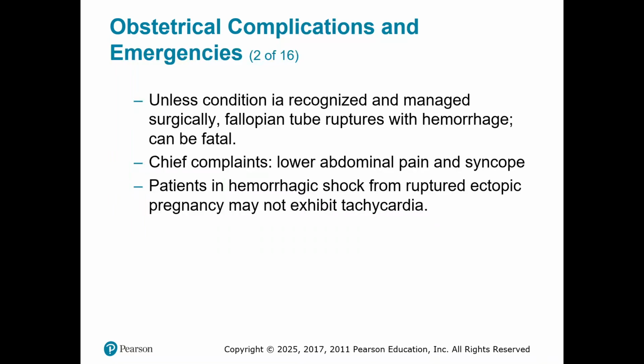Unless the condition is recognized and managed surgically, fallopian tube ruptures with hemorrhage can be fatal, and they are. We used to say, abdominal pain in female patients of childbearing age should be considered possible ectopic pregnancy until proven otherwise. Chief complaint would be lower abdominal pain, maybe a syncope. That syncope usually can be tied into hypotension. Patients in hemorrhagic shock from ruptured ectopic pregnancies may not exhibit tachycardia.